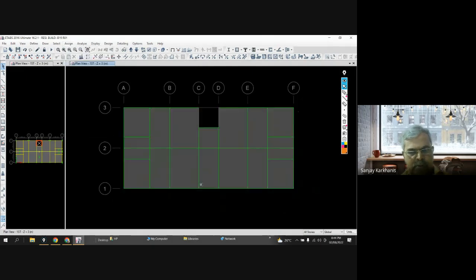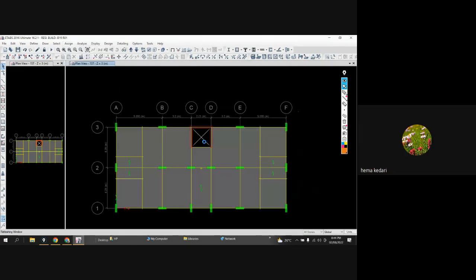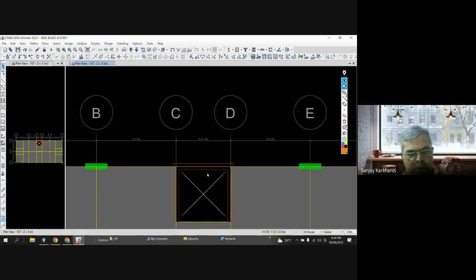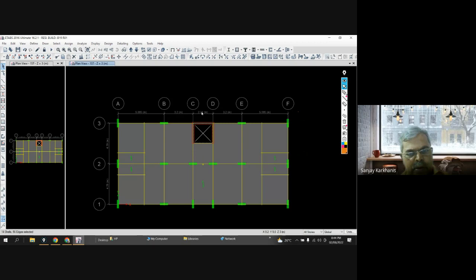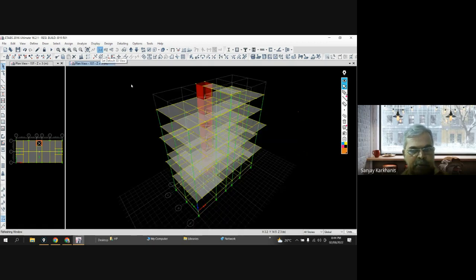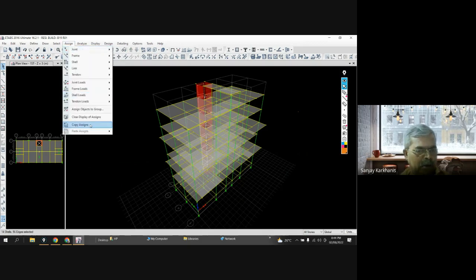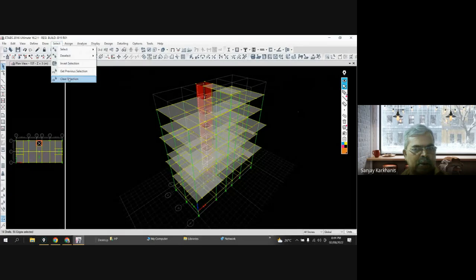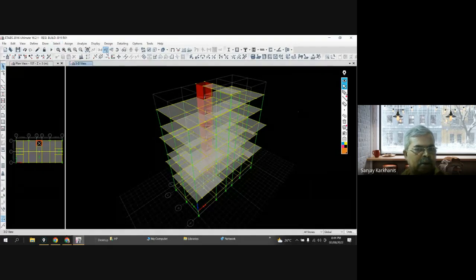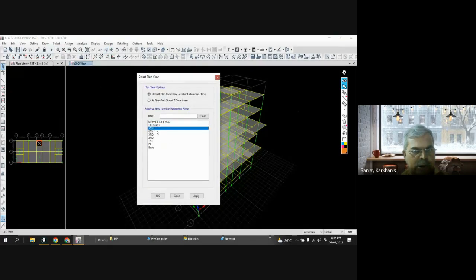Yes, sir. And I will also select this wall, and you can see in 3D, or let me do that by going in clear display of assign and select clear selection. Let us go to terrace.